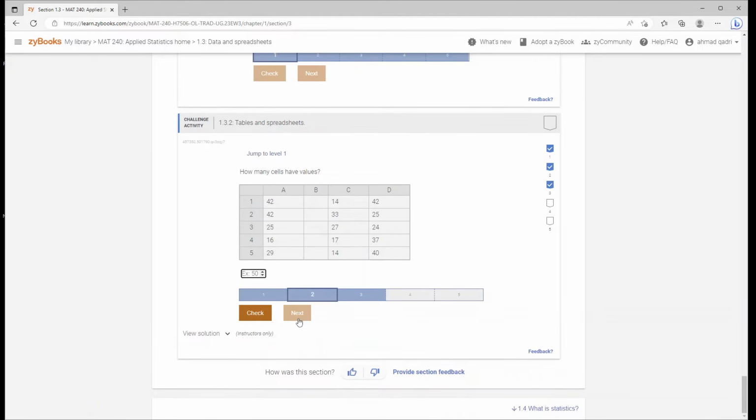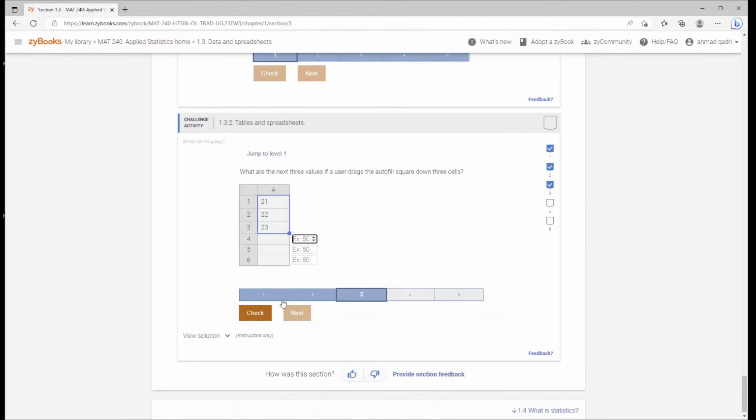Let's go to the next one. How many cells have values? So we have 4 columns and 5 rows. So the total number of cells is 20. And we have 1 column where we have no value at all. And so therefore we have 15 cells with some values. And that is the correct response.